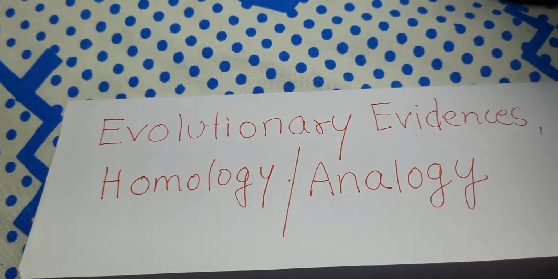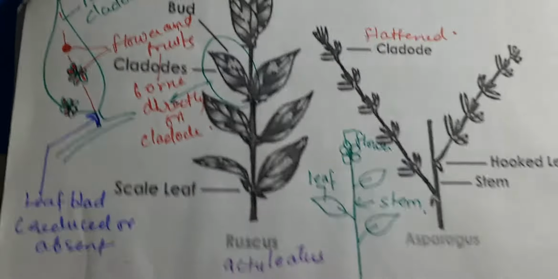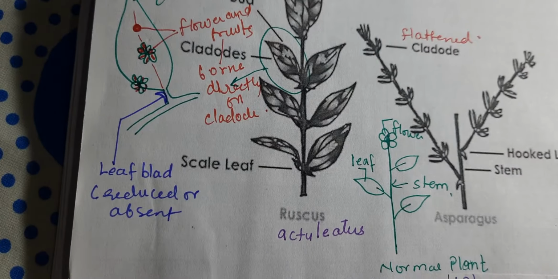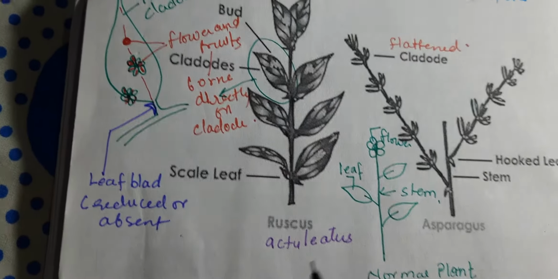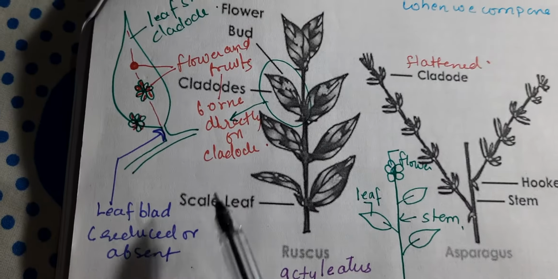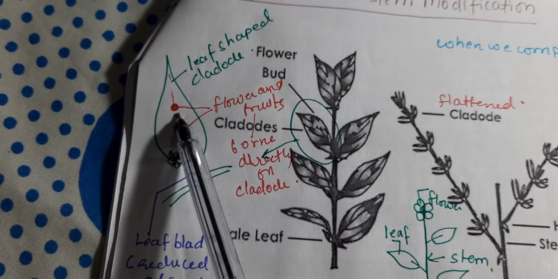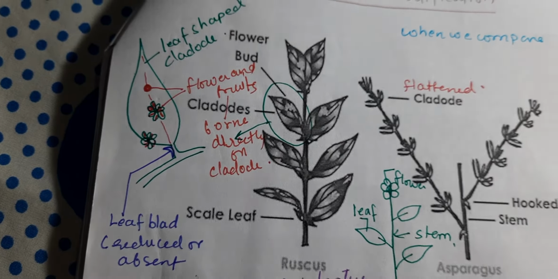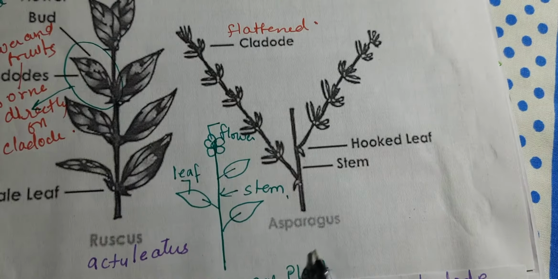Now next we'll consider the study of the aerial stem. Here you can consider these are the cladodes. A cladode is a modified stem which performs the function of photosynthesis. In certain plants, the cladode is in the shape of a leaf. So here you can see this is actually the cladode. Here the flower is borne, here the fruit is borne, and this is the stem. If you see here, this is Ruscus aculeatus, and this is asparagus.